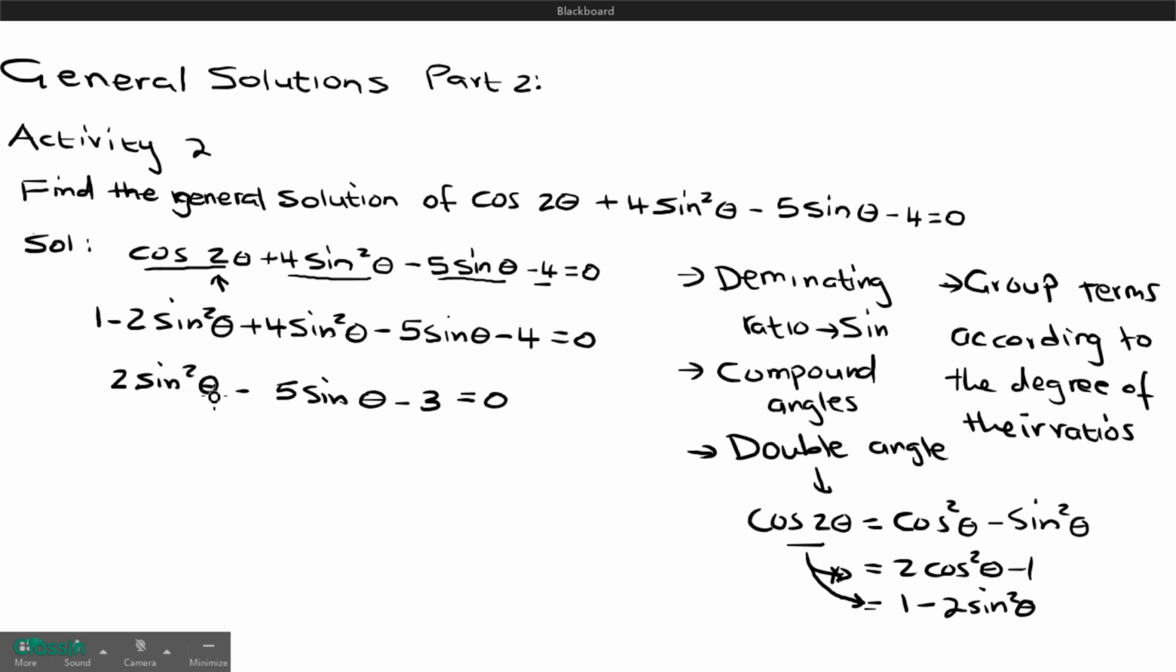Now, because we have sine squared, sine, and a constant here, we can say let sine theta equal to x. We develop this statement because we want to work this solution as a quadratic using the quadratic equation. Therefore we have 2x squared minus 5x minus 3, all equal to 0.